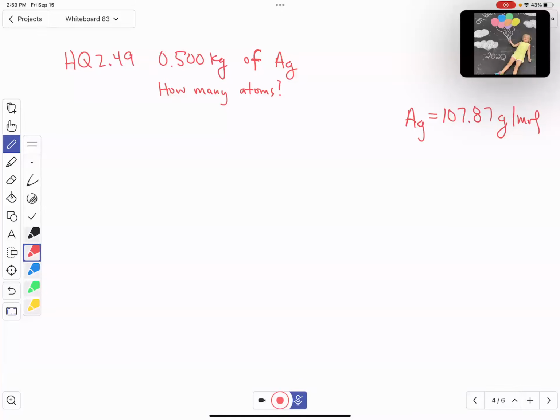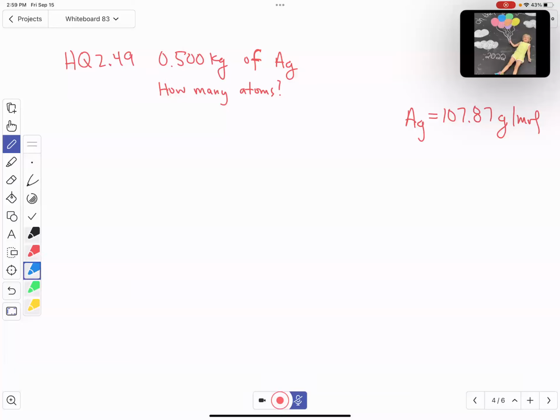Yeah, so question 49 from the homework. They tell us we've got 0.500 kilograms of silver, and they ask how many atoms of silver that is. So this is kind of the opposite direction of some of the previous questions we looked at, where we went from phosphorus atoms to kilograms of phosphorus. Now we're being asked to go from kilograms of an element to how many atoms. So very similar steps that we followed before, just the opposite direction.